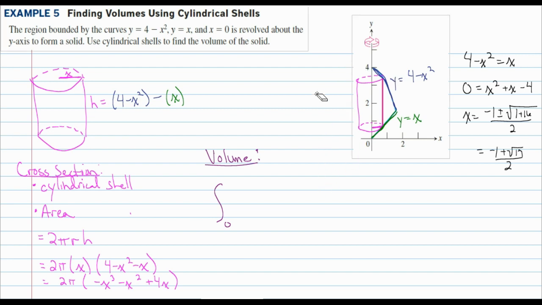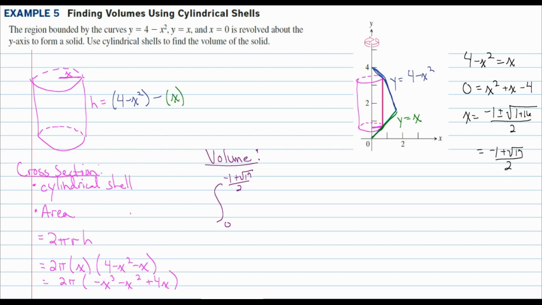So remember, this is a parabola. It's going to come all the way down here and then meet y equals x. We're not worried about the negative intersection. We want the positive one over here. So that means the volume, or the antiderivative, is going to go from 0 to negative 1 plus the square root of 17, all over 2.